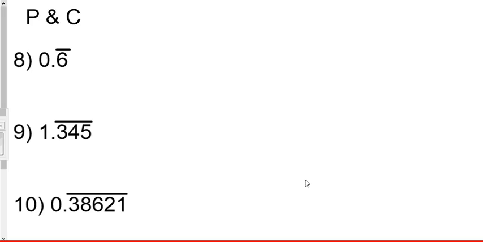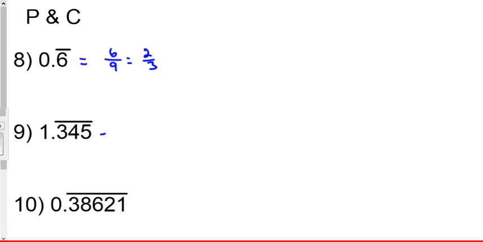Let's go through and make sure that you can do these without any issues. Hit pause, work out these 3 problems, and when you're ready, go ahead and hit play. Okay, on number 8, we should have had 6/9 because again, the tenths has a repeating bar. Take 1 off of it, and if you simplify it, you get 2/3.